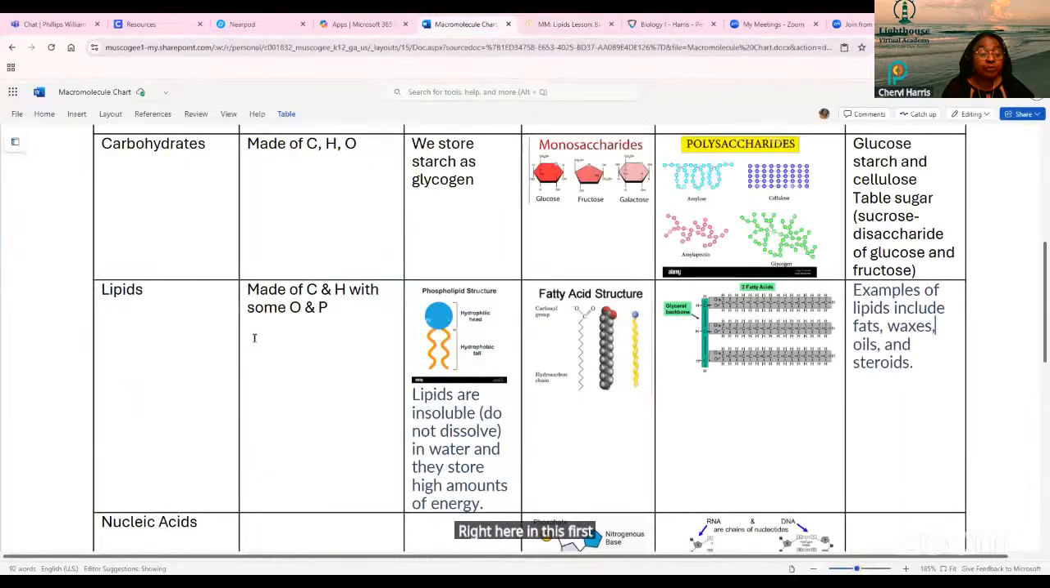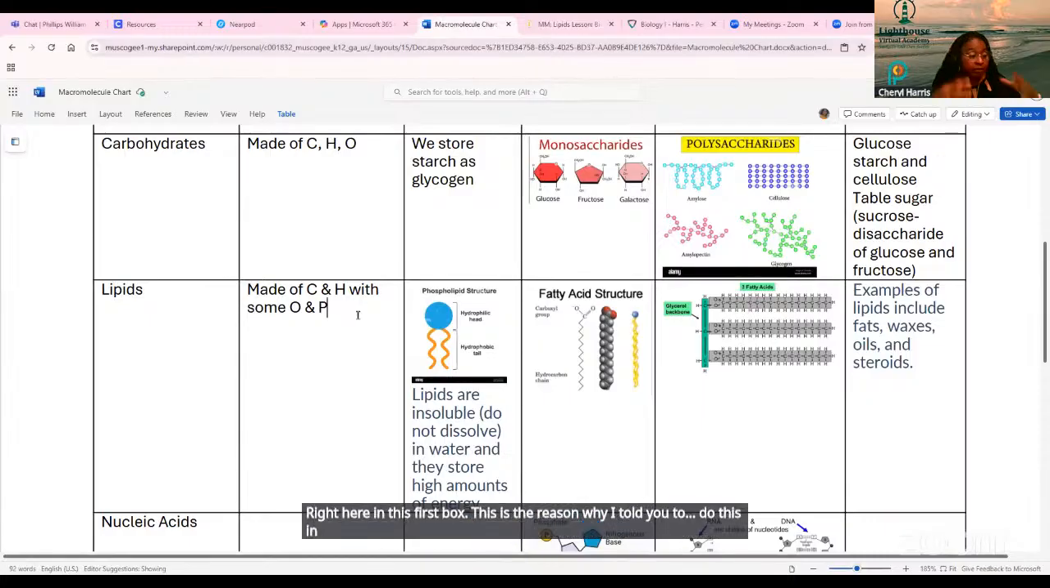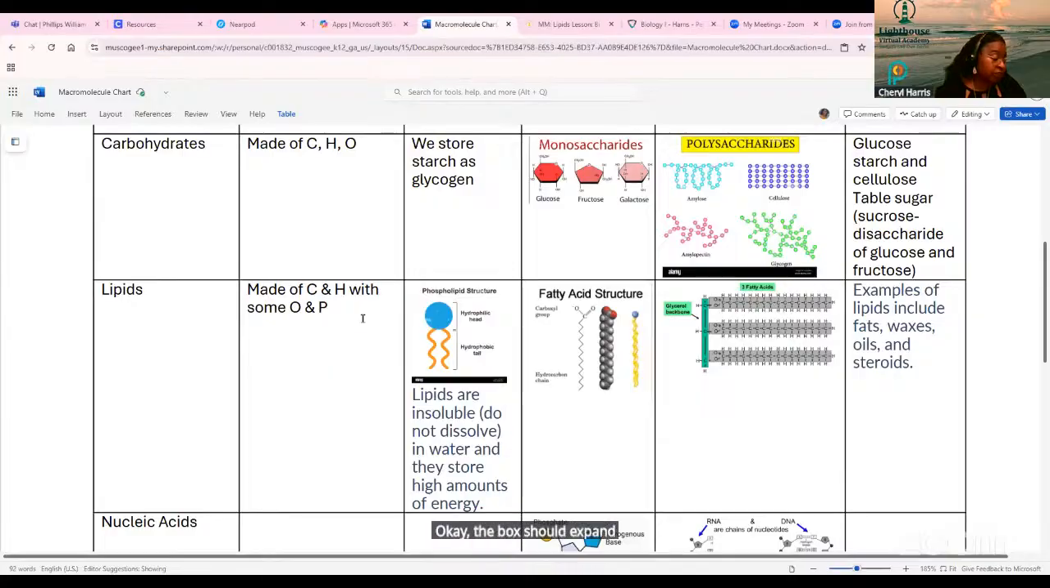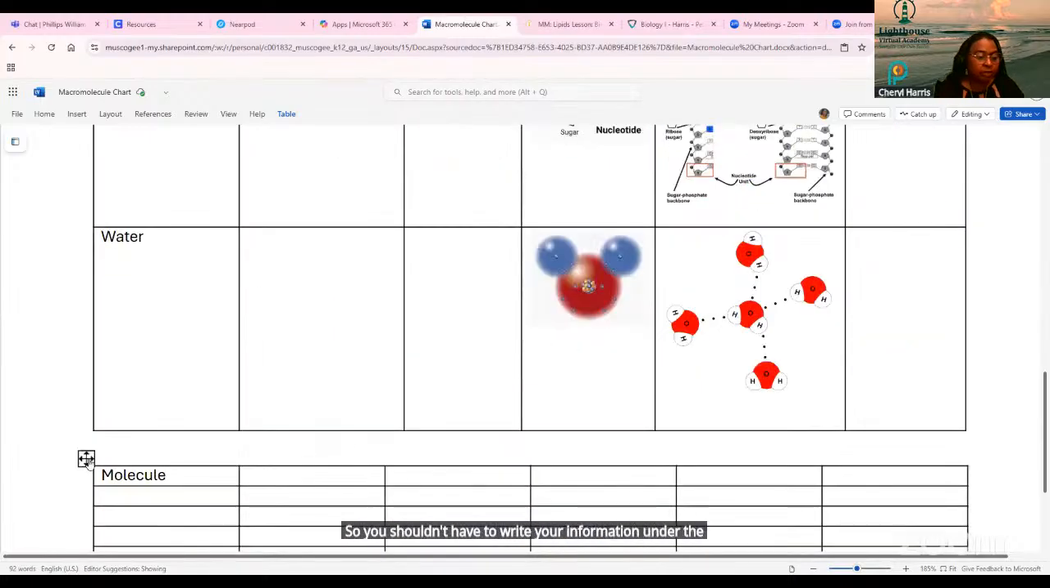This is the reason why I told you to do this in Word, so that as you enter things, the box will get bigger. Okay, the box should expand as you type more information in it. So you shouldn't have to write your information under the chart.